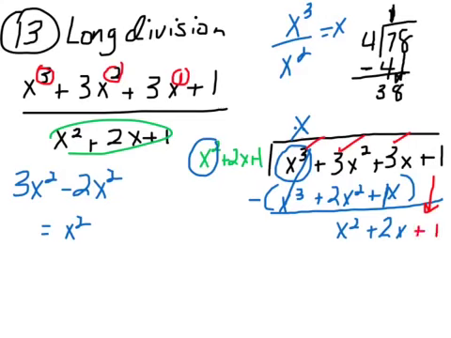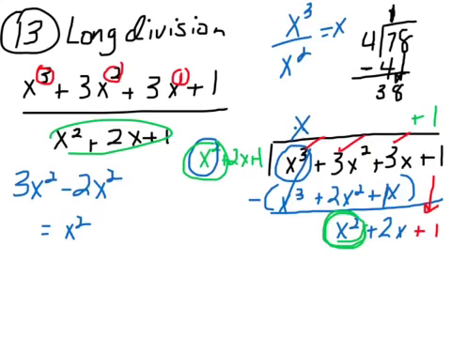Now I'm going to say, all right, I've got an x squared here. Again, you're just looking at the first term of your expression and the first term over here. How many times does x squared go into x squared? 1. It goes in positive 1 time, so I'm going to put a plus 1.